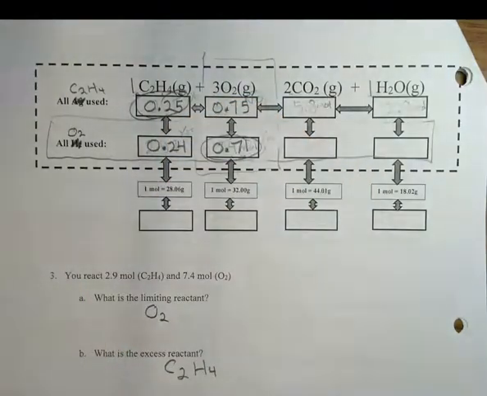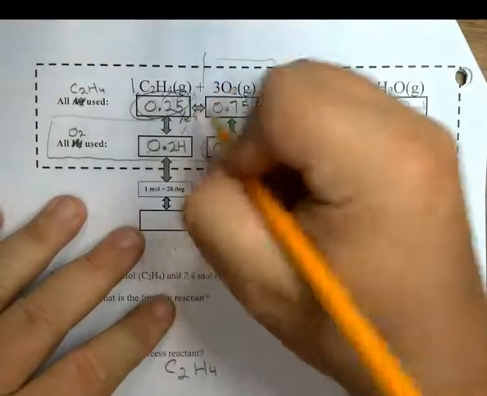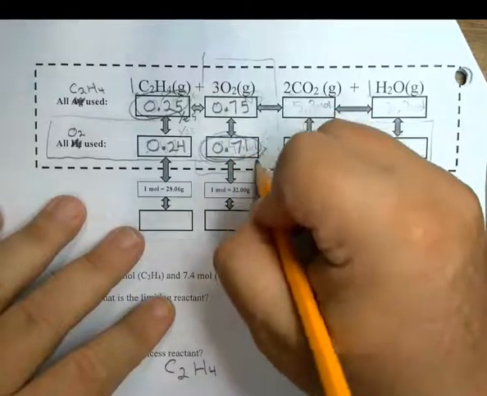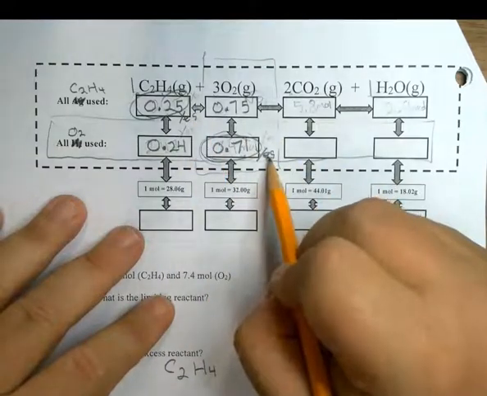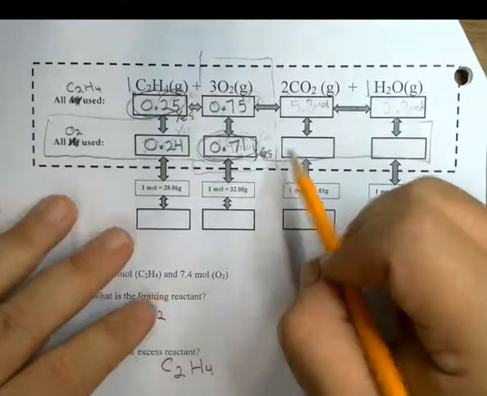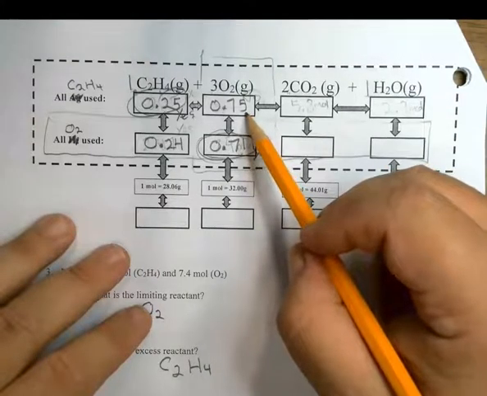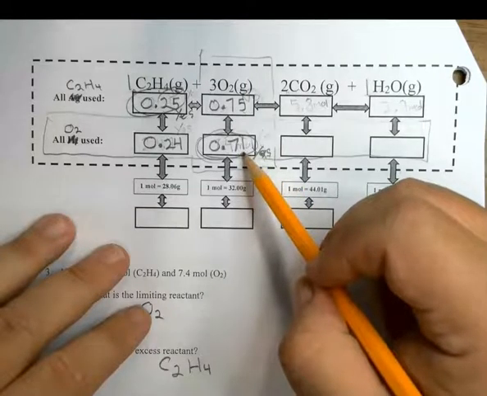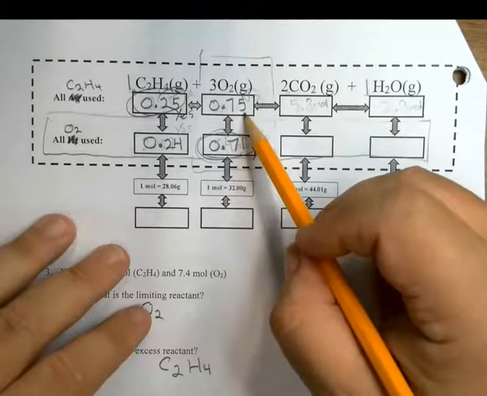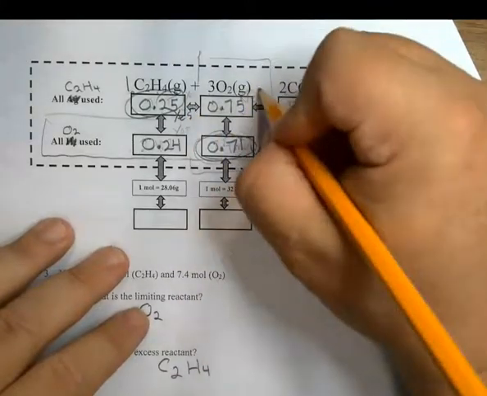Okay, now we go around and ask, do we have at least this much of each of these? Well, for the givens, the answer is yes. You can automatically put a yes next to those circled ones. So now we ask about this one. Do we have at least 0.75 moles of O2? The answer is no. We were only given 0.71 moles of O2. We don't have enough O2 to make this reaction go all the way to completion. So that's a no.